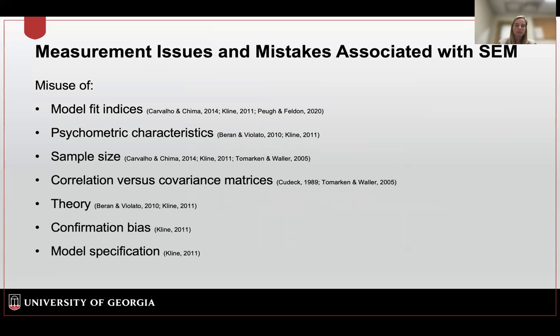There are also several measurement issues and common mistakes associated with SEM that researchers often overlook. Some notable issues include the misuse of model fit indices, psychometric characteristics, sample size, correlation versus covariance matrices, theory, and confirmation bias. Model specification is also a common issue in SEM, but it requires a greater understanding of SEM than presented here.